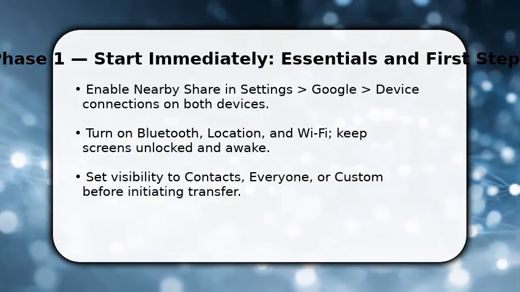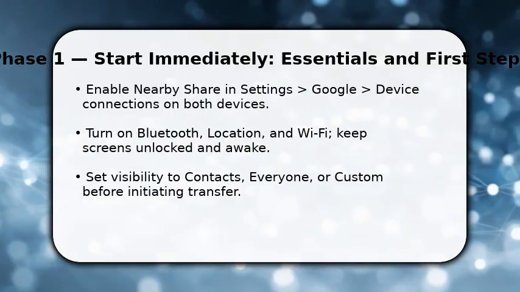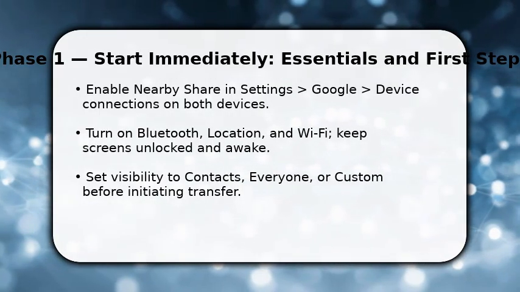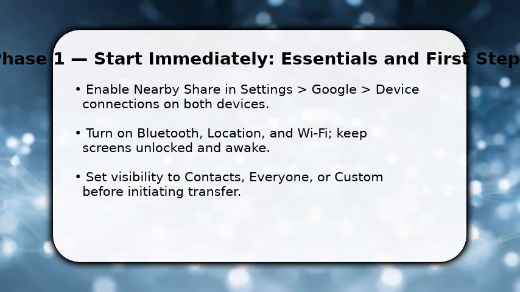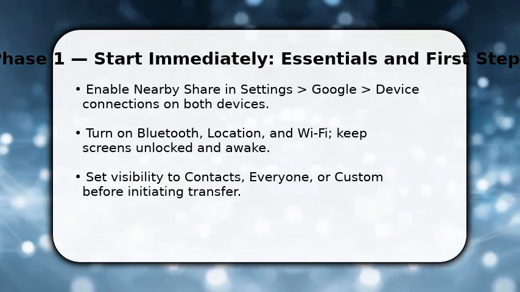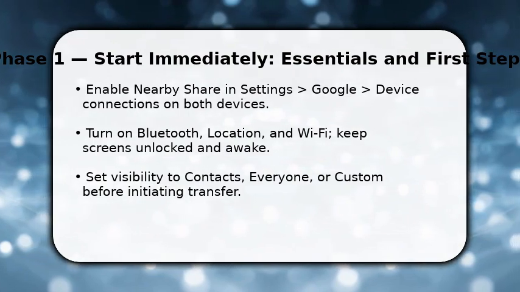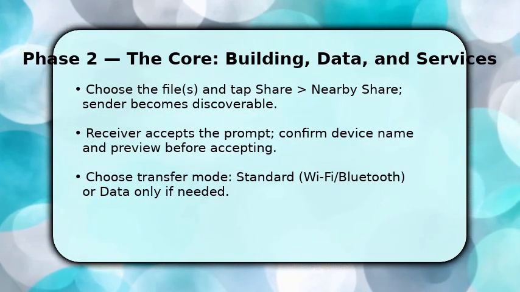Set visibility to Contacts, Everyone, or Custom so the receiving device can accept. Once done, locate the photo, file, or link you want to send and tap Share. Choose Nearby Share from the menu. Now you start the actual connection.